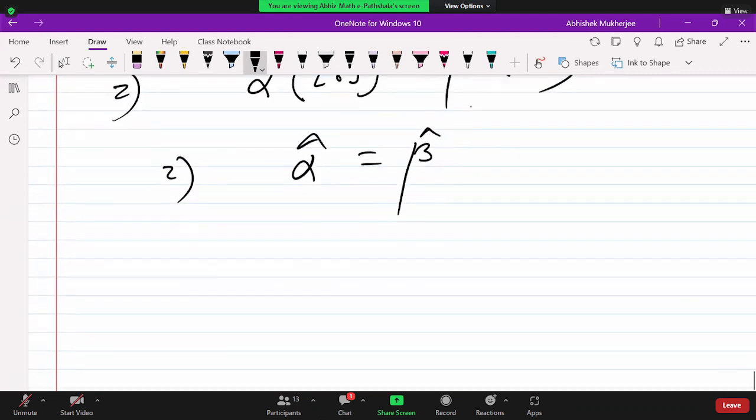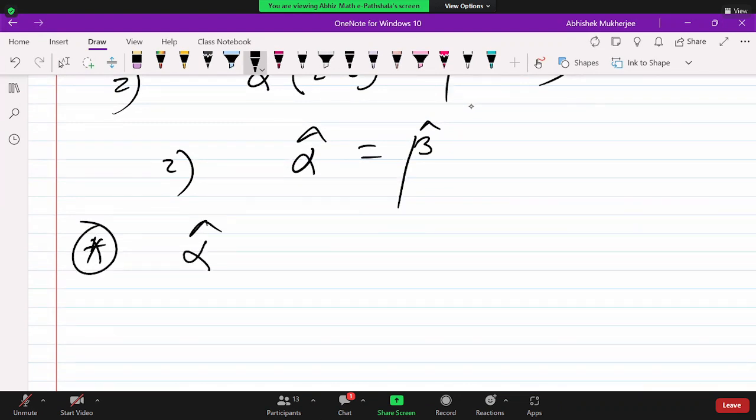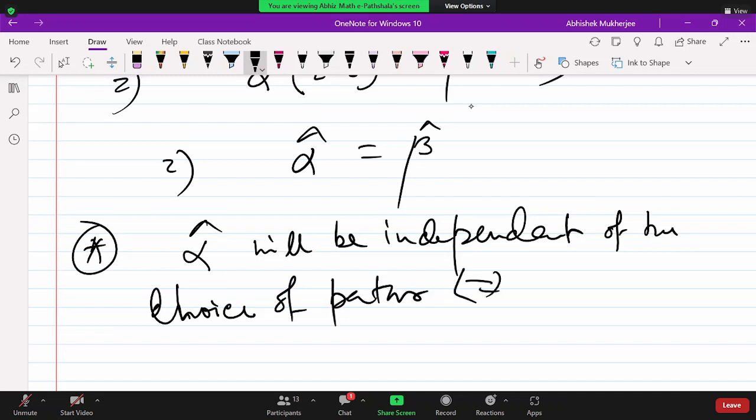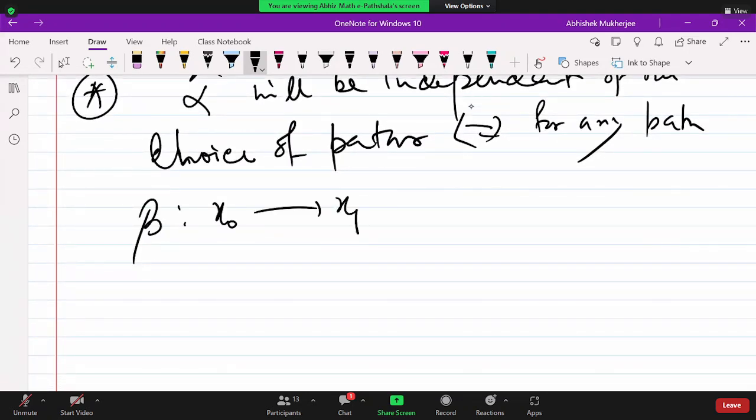Okay, so that means this shows that the map alpha cap will be independent of the choice of paths if and only if for any path beta from x0 to x1, the loop beta star alpha bar based at x0, its corresponding class will be in the center of that group, right?